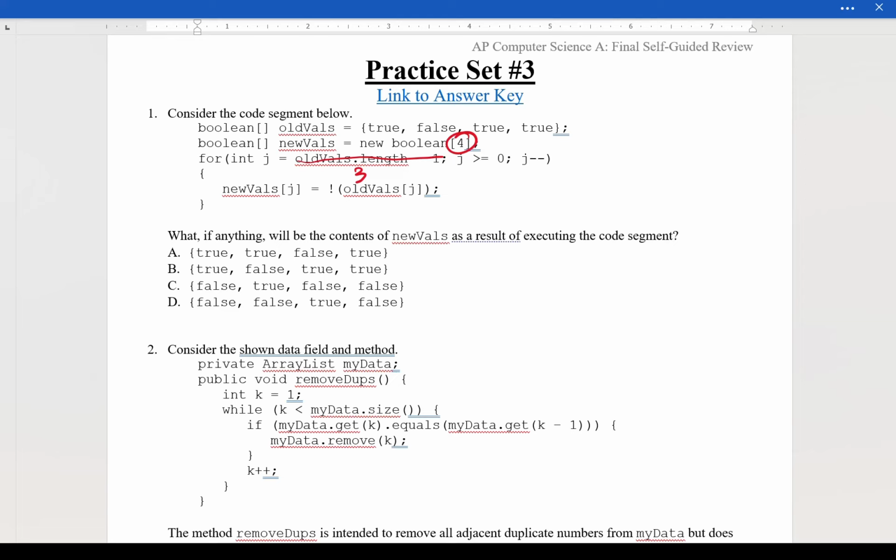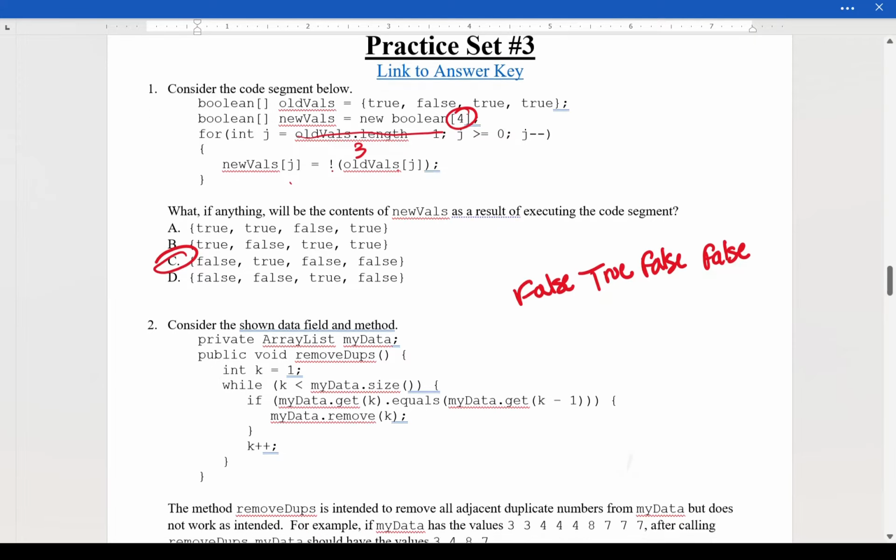So into old vowels, j, I'm going to put, so 3, true, I'm going to put in the last guy. It's not true, so I'm going to put false at the end. And then I'm going to put false, because I'm just going backwards through the old vowels array. True, and then false. So I'm going to get an answer of false, true, false, false. C is what we're getting there. Be careful, this is going backwards. Got to be careful when you get your answer there.